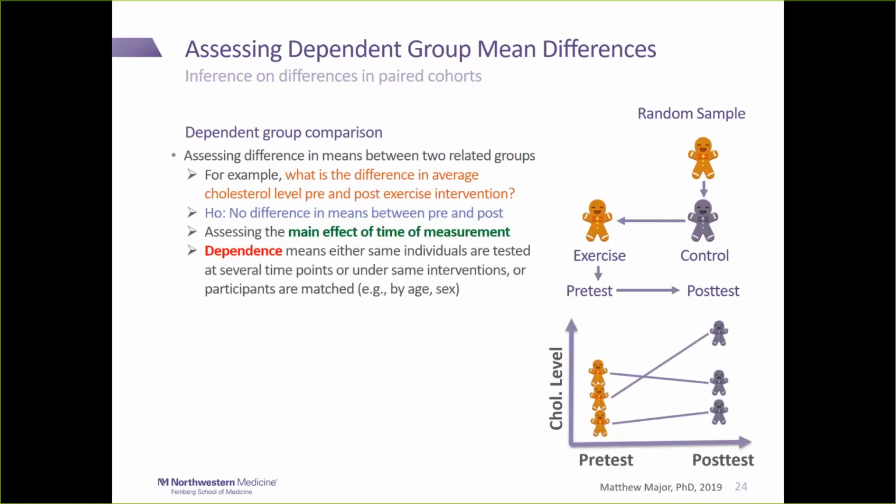Now, in this context, dependent or paired means either the same individuals are tested at several time points or under the same interventions, or the participants are actually matched. They can be matched by age or sex or some other factor similar to that.